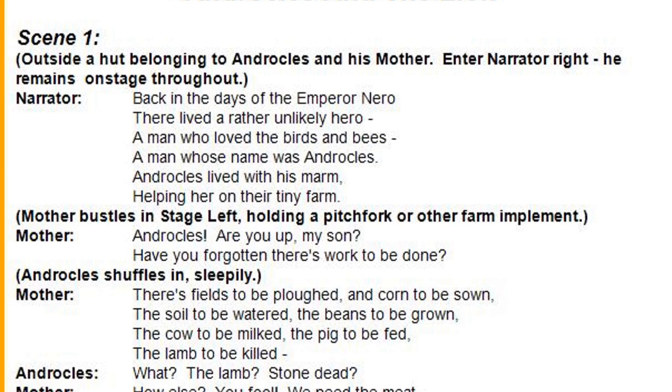So this shows you that the play will be taking place outside a hut that belongs to Androcles. So the stage would look like it was outside of a hut. And then you also have stage directions. When it says enter narrator right, this means the narrator at that point would enter the stage to the right. And with him remaining on stage throughout, it means that he just doesn't change.